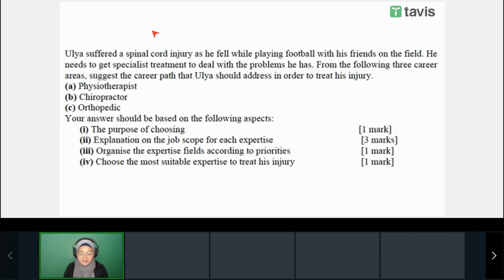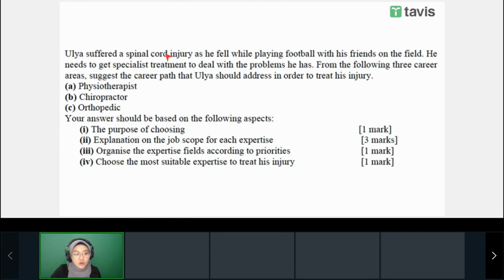Okay, guys, let's continue with Section C. Section C comprises the essay question 11, and questions 12 and 13 are the choice. You can choose either question 12 or question 13. Now let's see the sample of question 12 or 13.